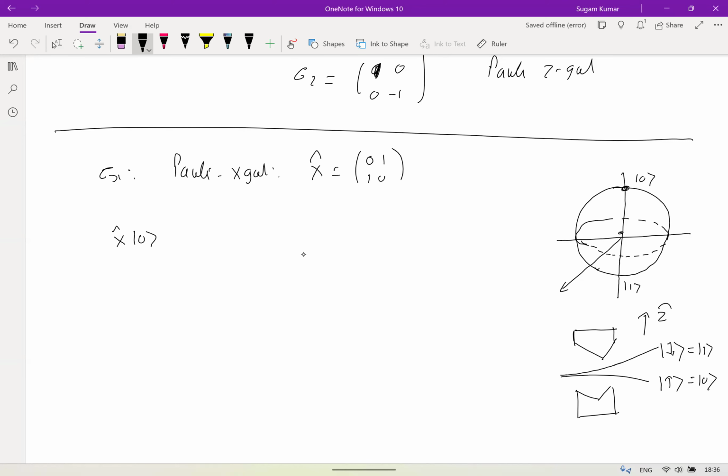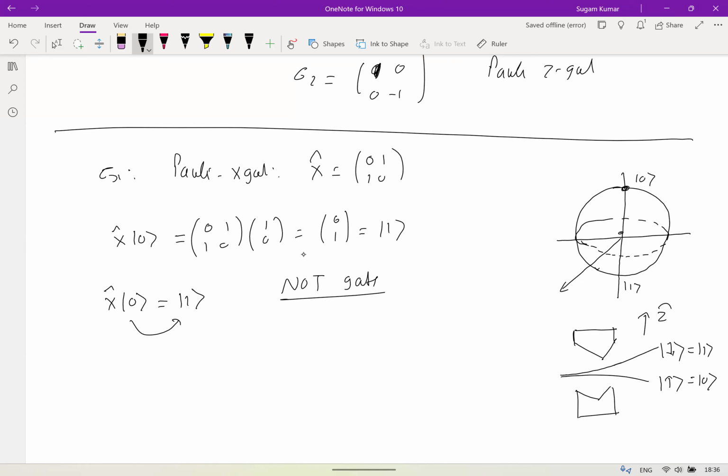Now look at, if I apply this x on the 0, so 0 is the basis state. So x means 0, 1, 1, 0, and this is going to be 1, 0. So this is going to make a 0, 1, nothing but a 1. So technically what this x is doing, this Pauli X gate is simply converting 0 to 1. It is a NOT gate. That's correct. So it is acting like a NOT gate.